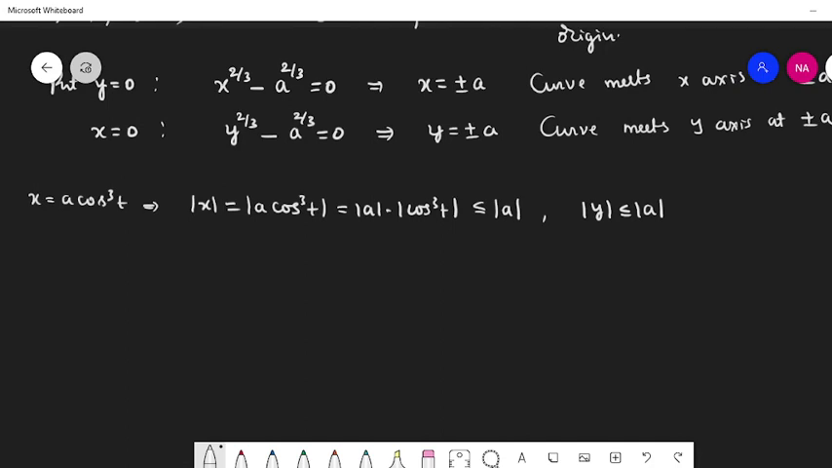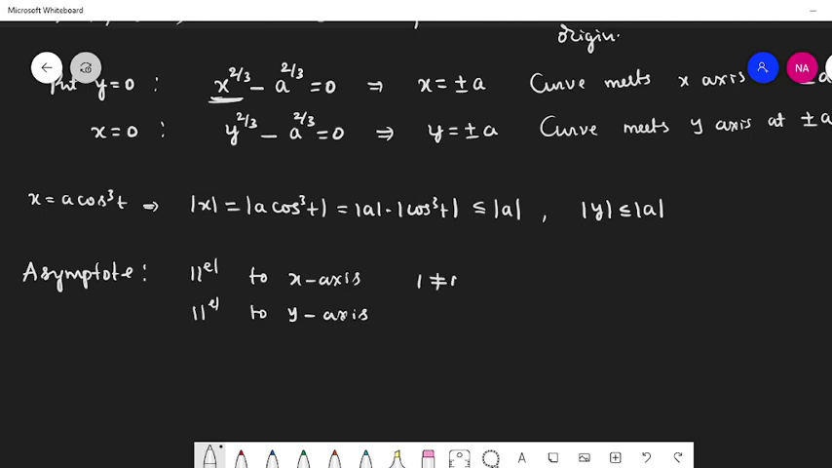Here we have the equation x power 2 by 3 plus y power 2 by 3, right? The highest degree term in x is x power 2 by 3. One asymptote would be parallel to the x-axis and another parallel to the y-axis, right? The highest degree term in x is x power 2 by 3 and its coefficient is 1. So 1 cannot be equal to 0. And the highest degree term in y is y power 2 by 3 and again its coefficient is 1. It cannot be 0. So there are no asymptotes.